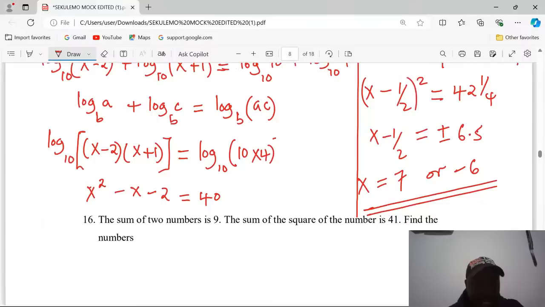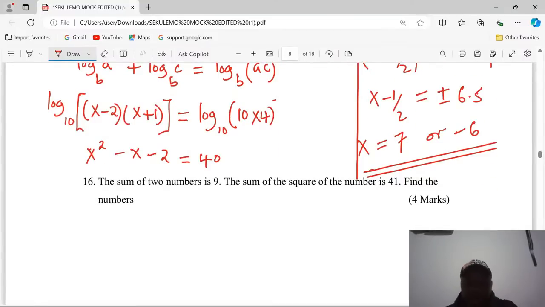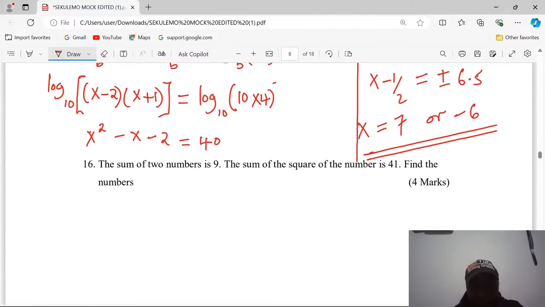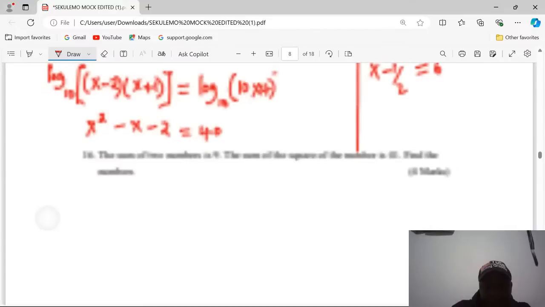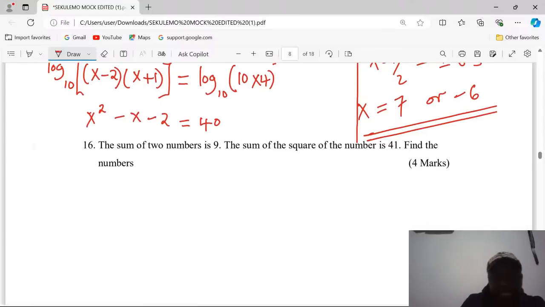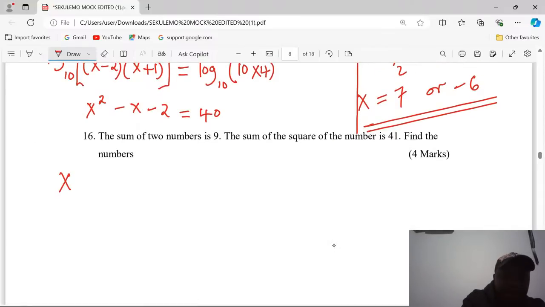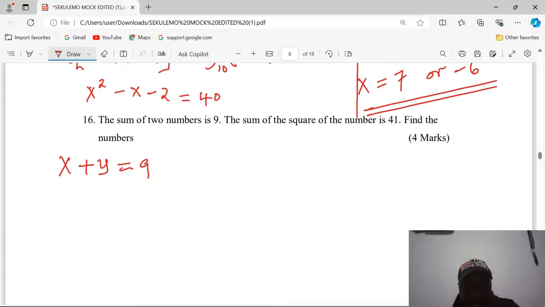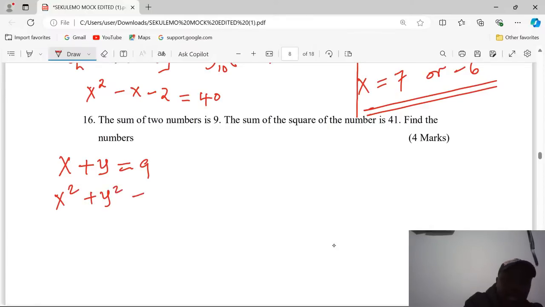Number 16. The sum of two numbers is 9. The sum of the squares of the numbers is 41. Find the numbers. The sum of two numbers is 9: when we take a number and add another one, we are getting 9. That is the first instruction. The second instruction is saying the sum of the squares of the numbers is 41: when we take x squared and add y squared, we get 41.